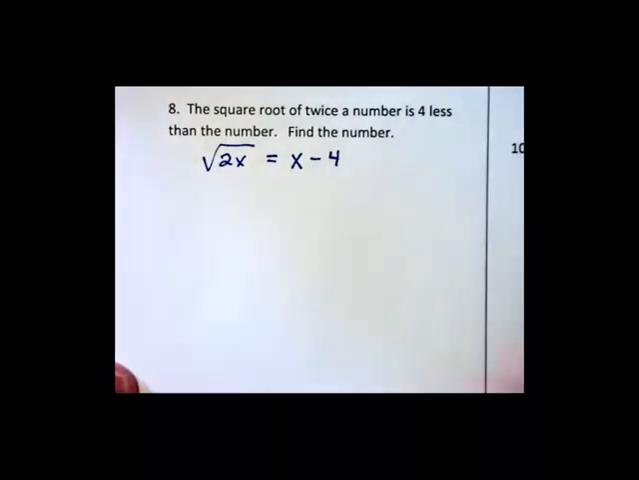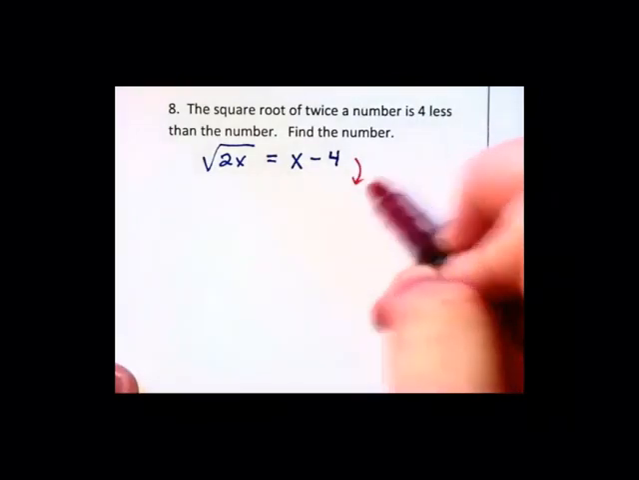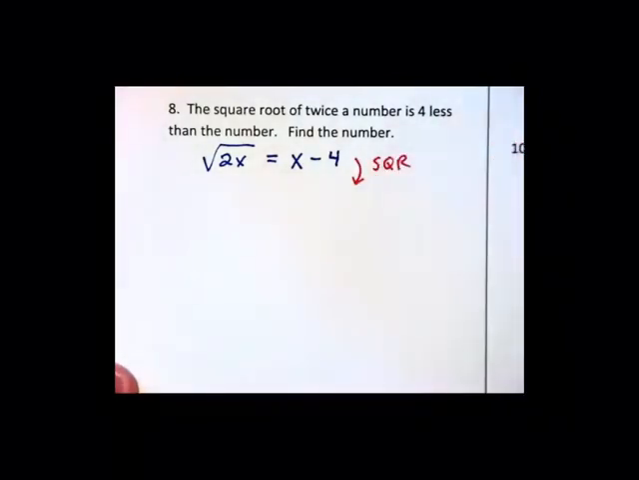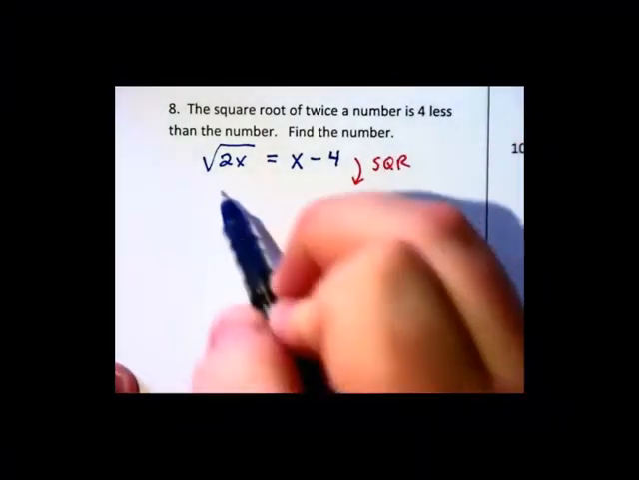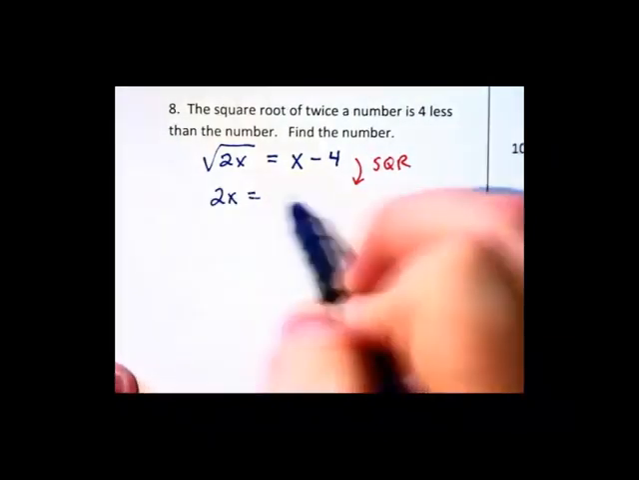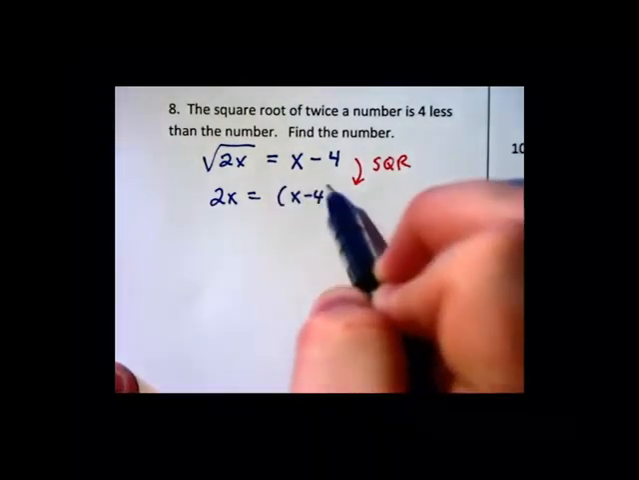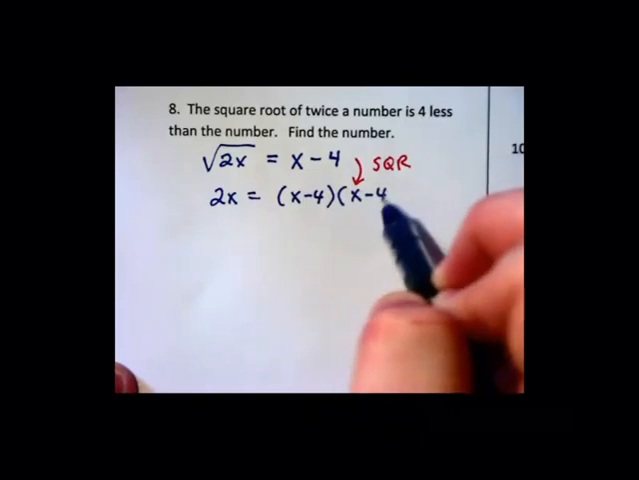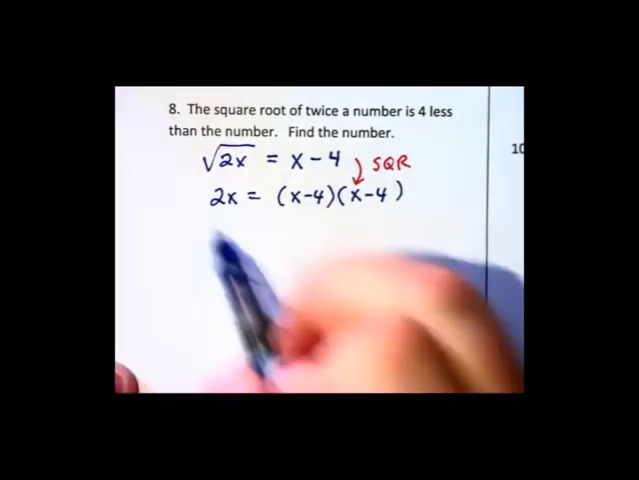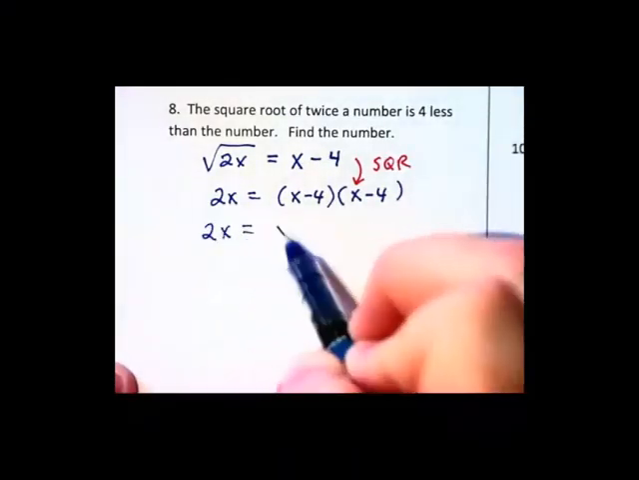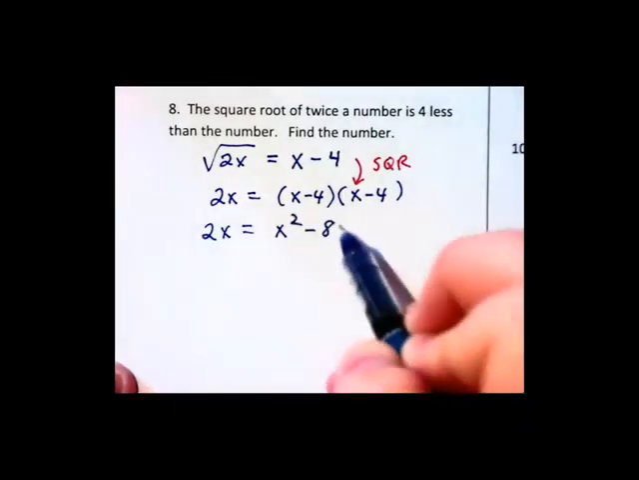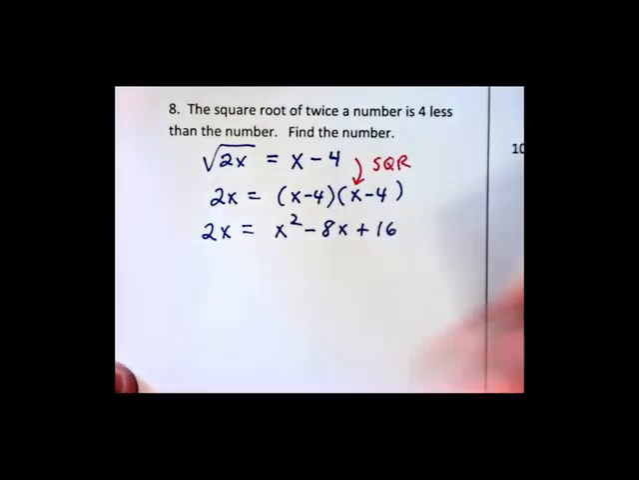There's the equation. We're going to do exactly what we've been doing. We're going to square both sides again. Squaring the left gives us 2x. Squaring the right gives us a FOIL problem, x minus 4 times x minus 4. Doing the FOIL problem, we get x squared minus 8x plus 16.